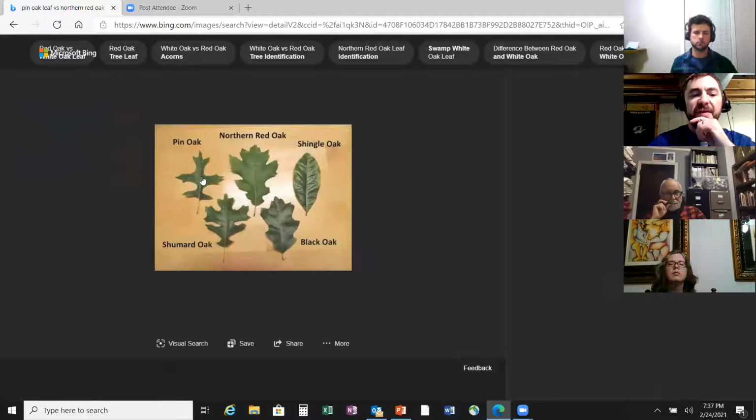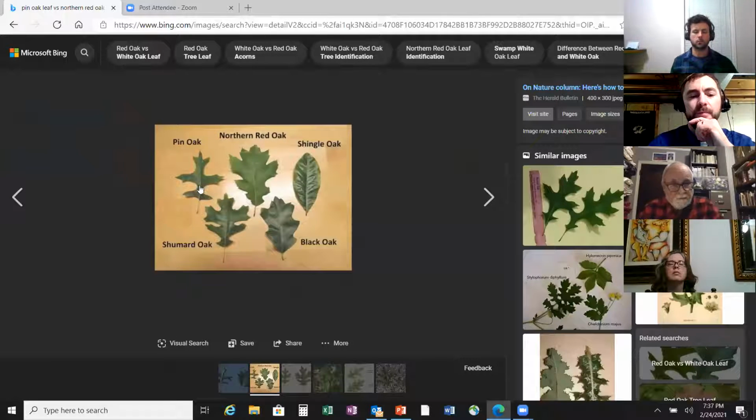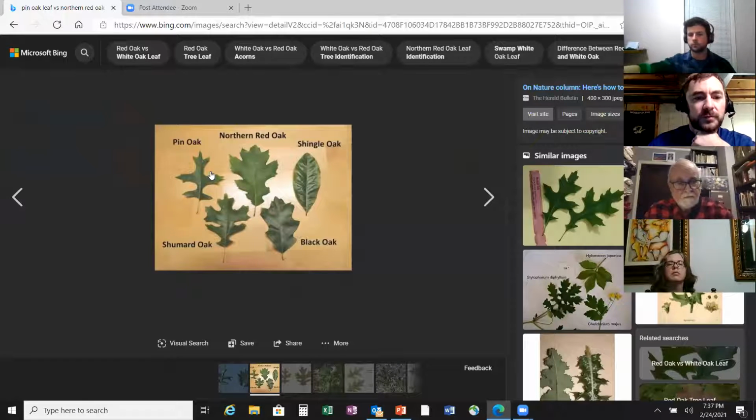Pin oak leaf is going to have a very narrow body to it, whereas look at northern red oak here. Look at that. It's a very wide leaf. You can see the sinuses on both. And then you can see the cavities, the sinuses, and then you can see the lobes on both. They're pretty different when you stack them up.